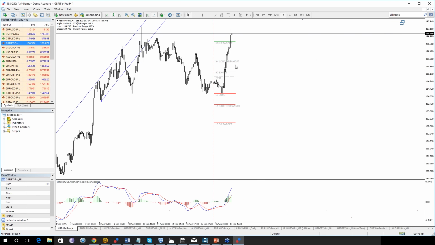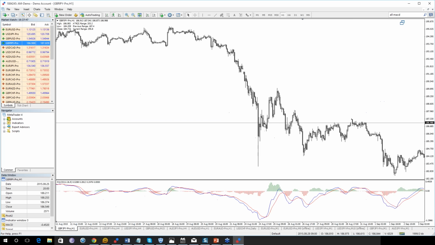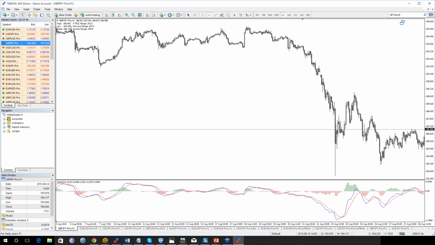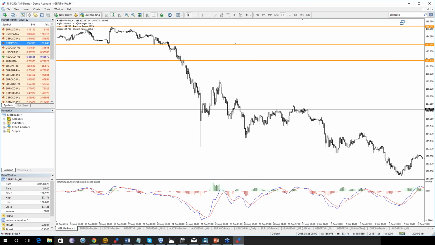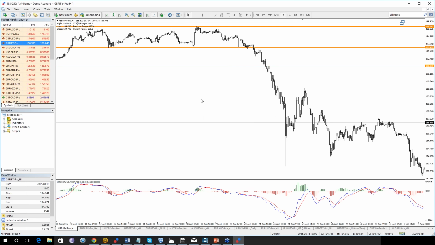Let's use, for example, the 1 hour chart. It's easy to define sideways movement. See? And bang. This is your first support, retest, continuation. Easily. It's not hard, and of course this is what you can apply to your charts. It doesn't matter what the time frame is.